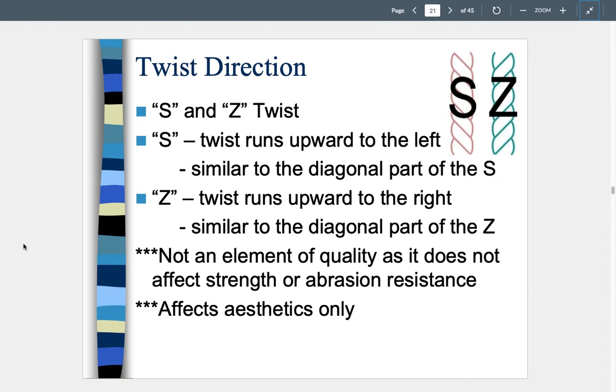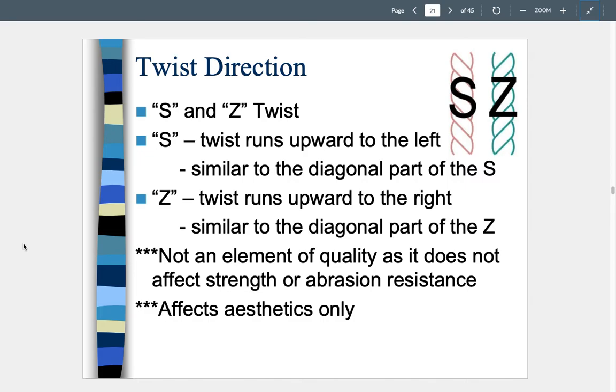Okay, back to that twist direction. It means nothing. It's essentially there just as a way to identify the direction. It's just something that we do for aesthetics, but it's really something that's going to be put on a spec sheet. An S and a Z twist. An S twist runs upward to the left, similar to the shape of the letter S. A Z twist runs upward to the right, similar to the diagonal part of the letter Z itself. Not an element of quality, as it does not affect strength or abrasion.